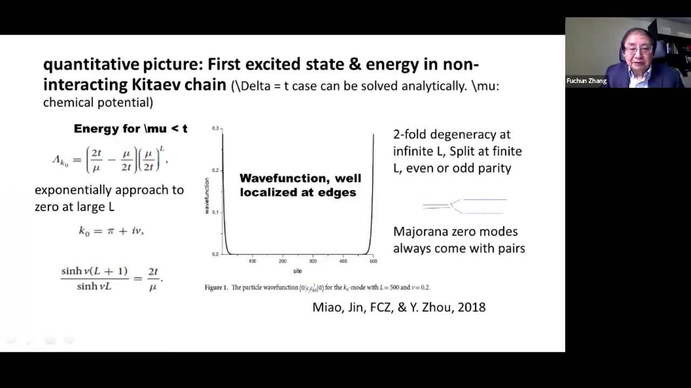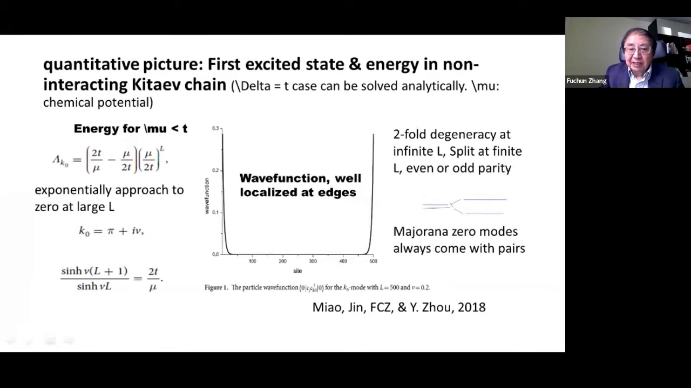Note that this is the first excited state. If you consider an infinitely long chain, you actually have twofold degeneracy, because the ground state and the first excited state become degenerate, as the first excited state energy goes to 0. When the length L becomes finite, this splits into two states. One is slightly below 0 and will be occupied, and the other is slightly above 0 and will be empty. We call this the first excited state.